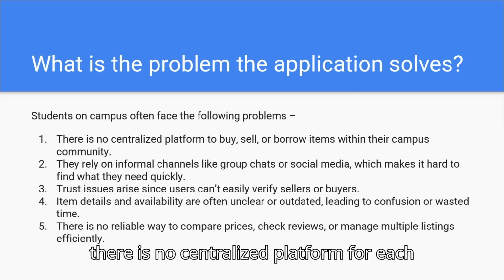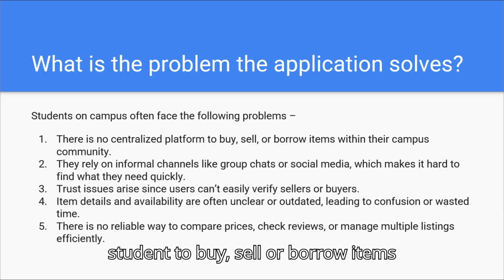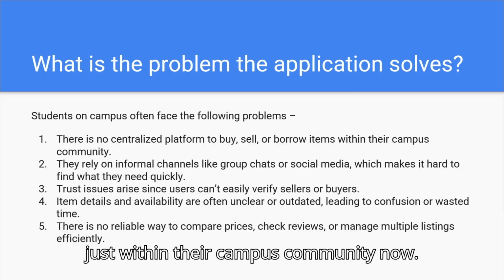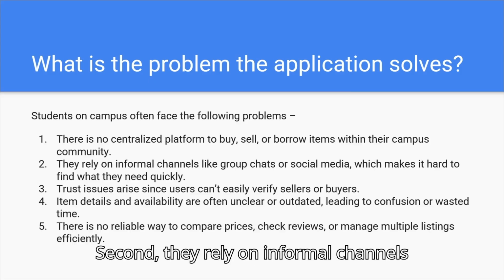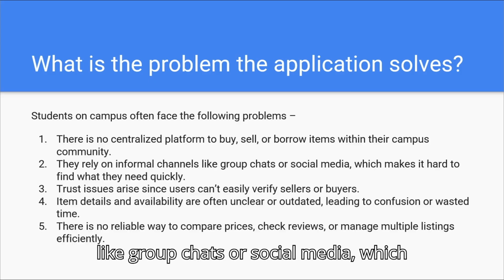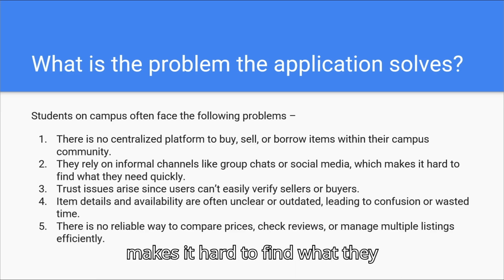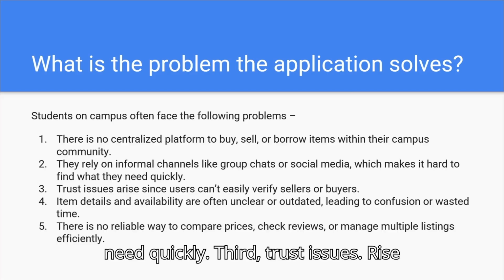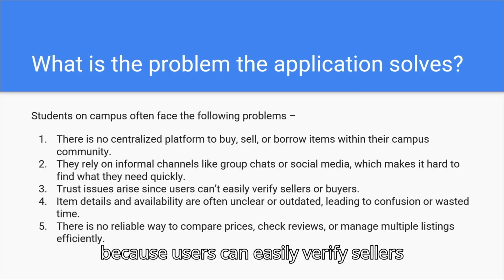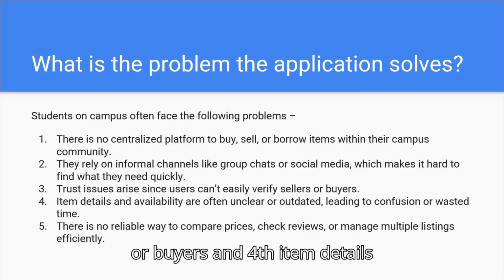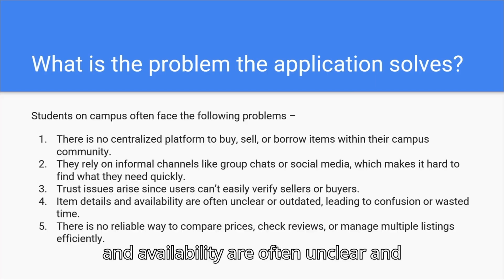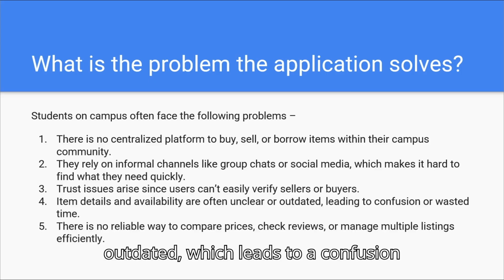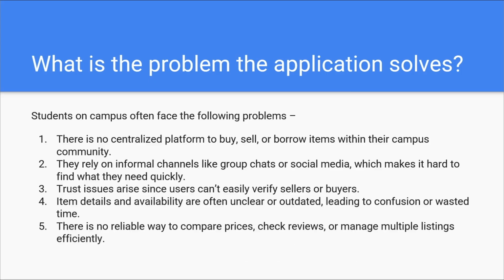So first, there is no centralized platform for students to buy, sell, or borrow items just within their campus community now. Second, they rely on informal channels like group chats or social media, which makes it hard to find what they need quickly. Third, trust issues arise because users can't easily verify sellers or buyers. And fourth, item details and availability are often unclear and outdated, which leads to confusion and waste of time.